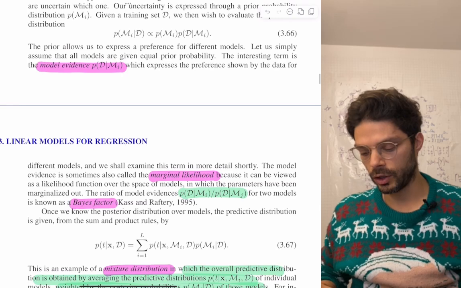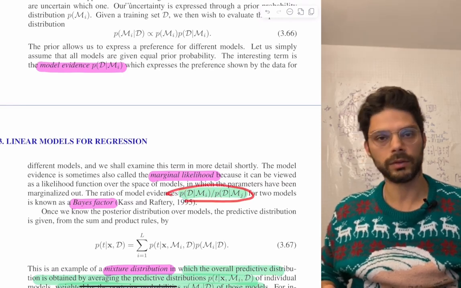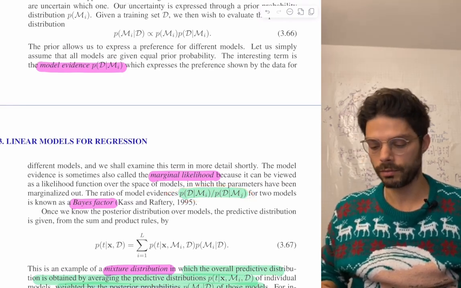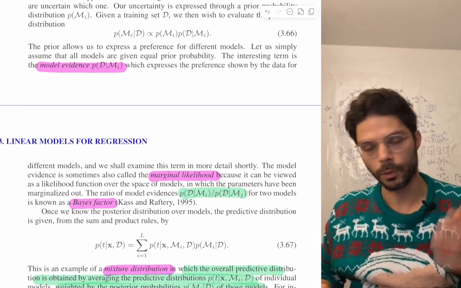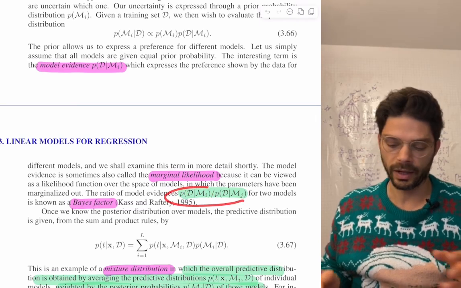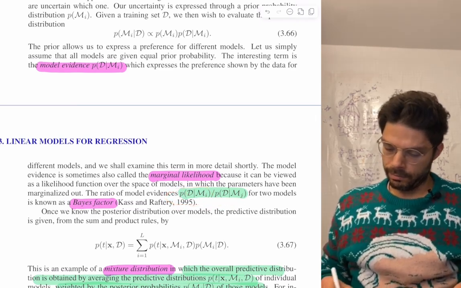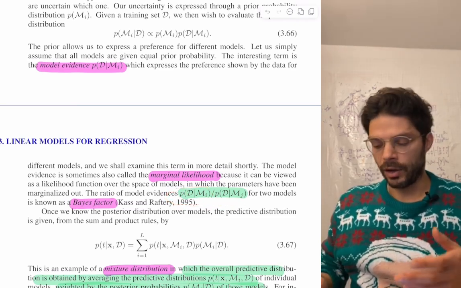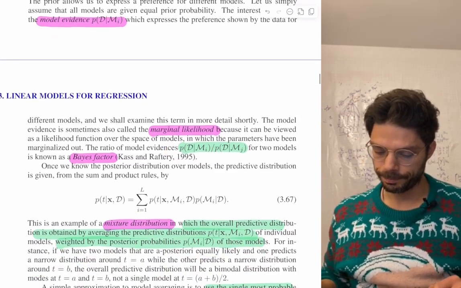But in general, you're going to want to favor the model for which the data is more likely. So that will mean the one that has the highest, I guess, it kind of wins out in all these Bayes factor computations.